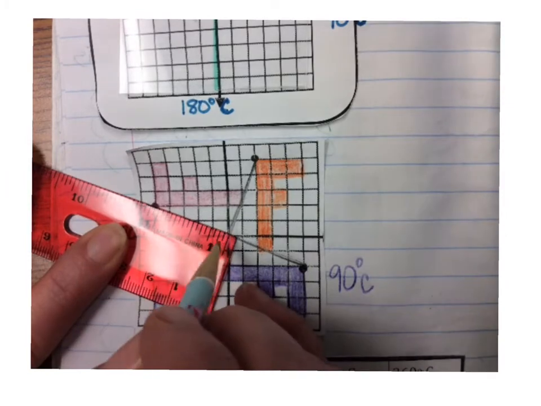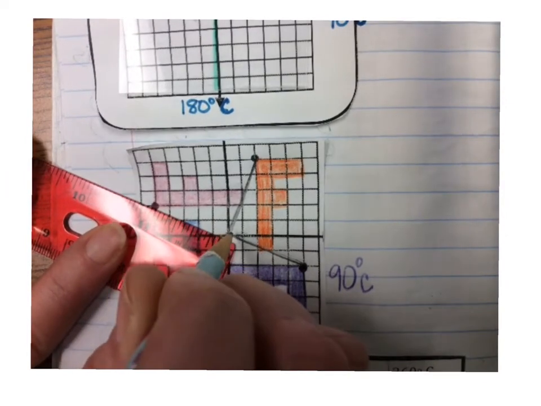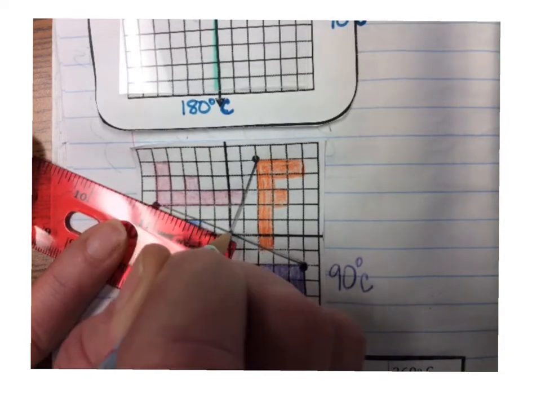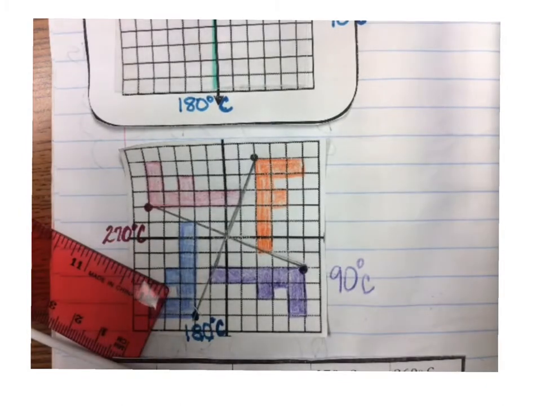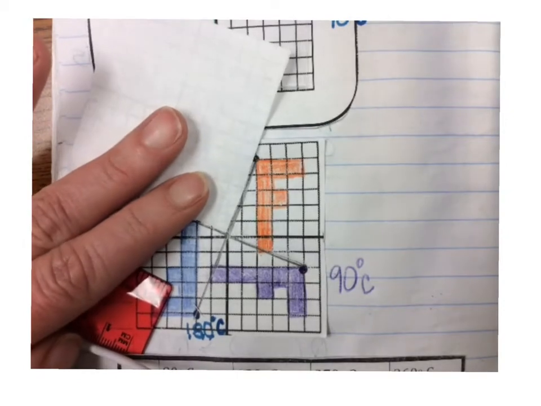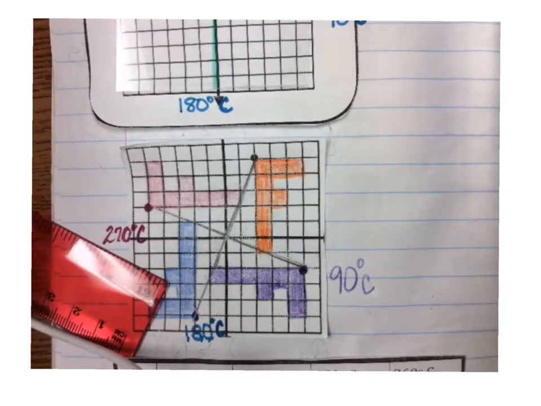So as you can see, if I go to the origin and I draw a line from the origin to my new point, it is a 90-degree angle. Okay, and that's counterclockwise.